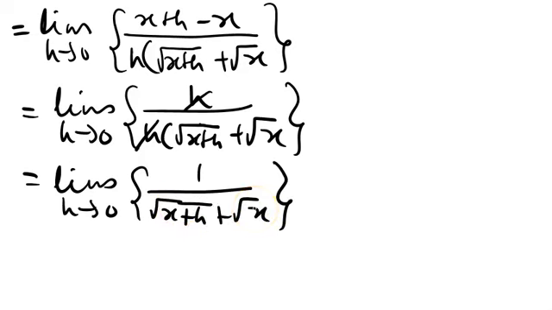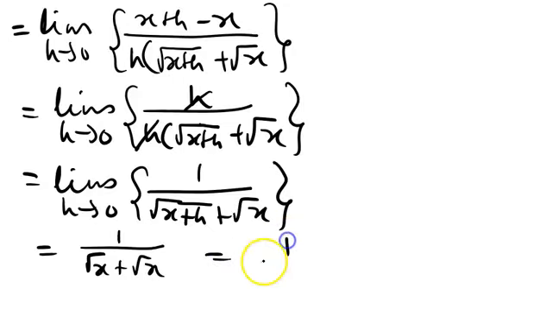As h tends to 0, at this point we cannot simplify further. So we substitute h to be 0. So we get 1 over root x plus root x, which is 1 over 2 root x. That is the final answer.